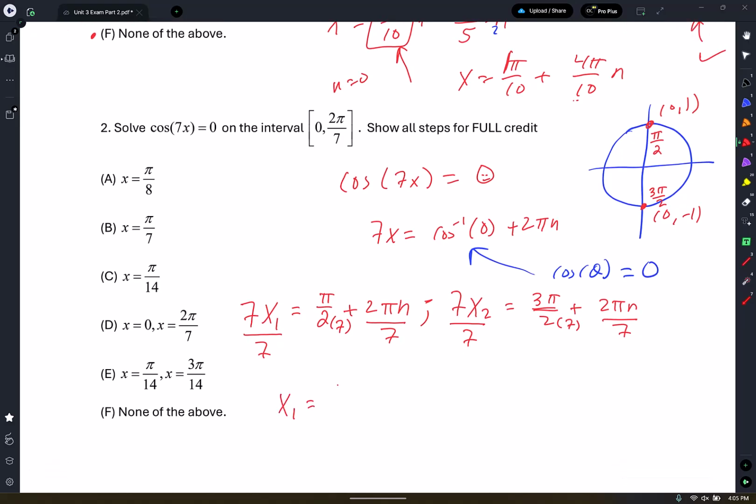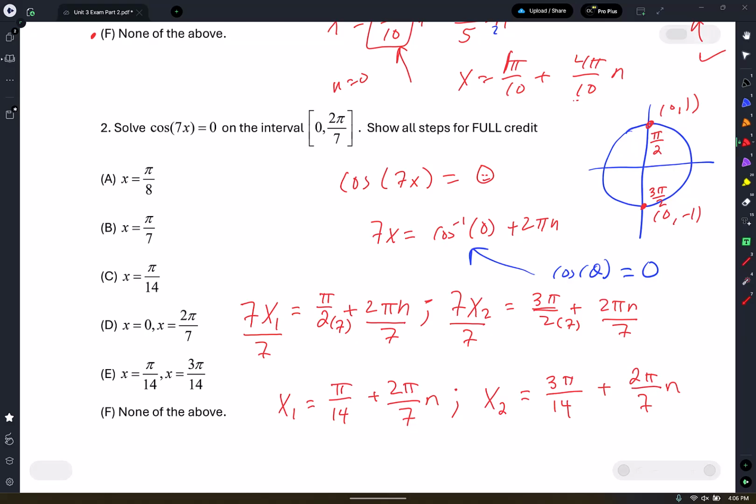x1 equals pi over 14 plus 2 pi over 7 with an n on the side. You prefer the n on the side, right? Yeah. Okay. x2 equals 3 pi over 14 plus 2 pi over 7 with the n on the side. Are we still okay? Yes.